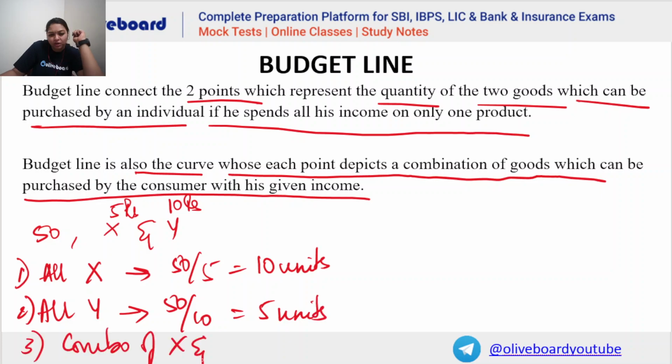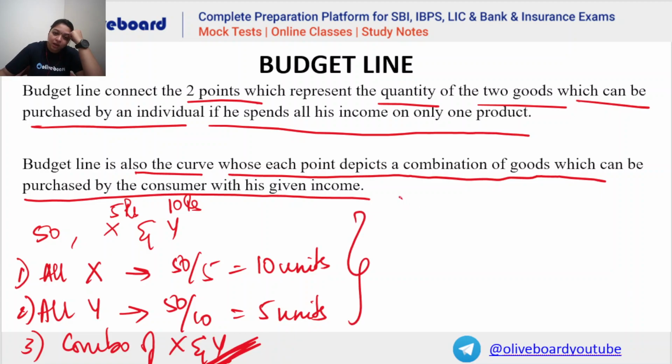What is the third thing? A combination of X and Y that you can purchase. But when you purchase a combination of X and Y, you need to make sure that the sum of the amount that you spend on them should be equal to 50, because your budget is only 50. You can't spend more than 50. And the assumption is that no consumer will spend less than 50, because less than 50 means his maximum satisfaction is not reached, and we want to reach maximum satisfaction. Right? So a consumer always spends money on a combination of two goods.